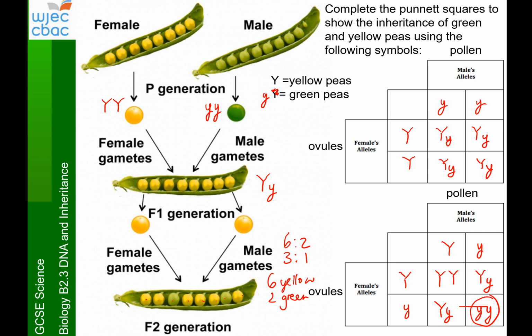So answer the questions at the bottom of page 22 about the ratio in the F2 generation and explaining why some peas are green. Over the page, page 23, we're going to look at an example of eye colour.